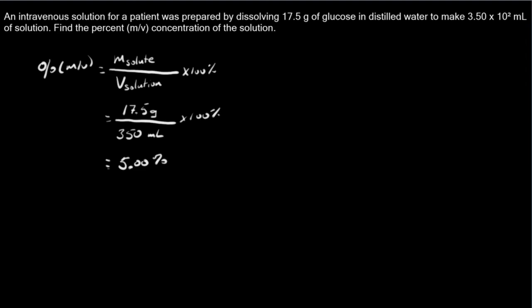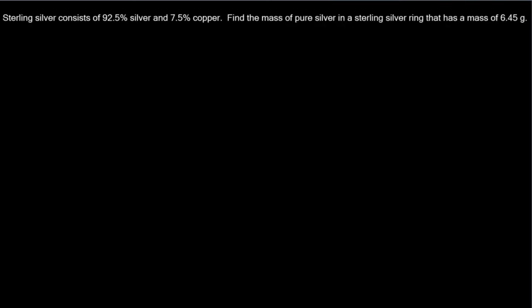The last one that we're going to look at is a mass solution of a ring. Your silver ring is going to be made up of silver and copper. What's the mass of pure silver in the ring? Again, we're going to follow a very similar procedure as before. We start with the percent mass, which is the mass of the solute over the mass of the solution, times 100%.